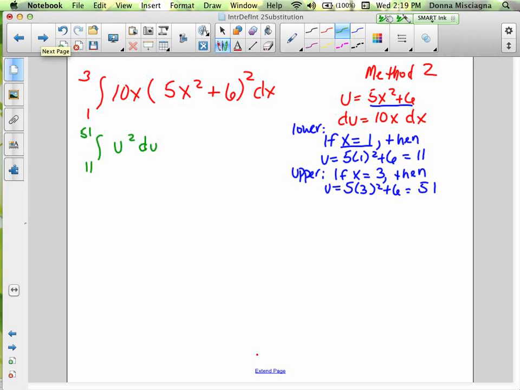Now we integrate, and we have u cubed divided by 3, evaluating that from 11 to 51. There's no reason to substitute back because we've changed the limits of integration. So now this is going to be 51 cubed divided by 3 minus 11 cubed divided by 3. We already know what that is, but I'm going to put in the values. So 51 cubed, as a reminder, is 132651.